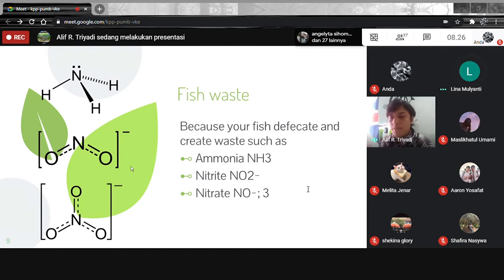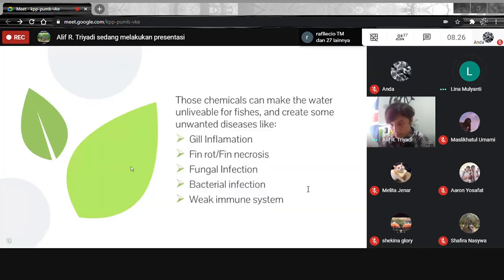If you do not clean your aquarium, ammonia, nitrite, and nitrate will build up in your aquarium, which can cause a downside to the living situation of the fish. For example, those chemicals can cause unwanted diseases such as gill inflammation, fin rot, fin necrosis, fungal infection, bacterial infection, and a weak immune system in the fish. These things you don't want in your fish if you want to keep them alive for a long time.